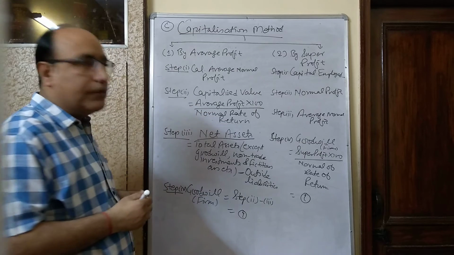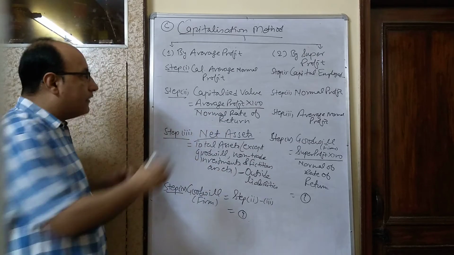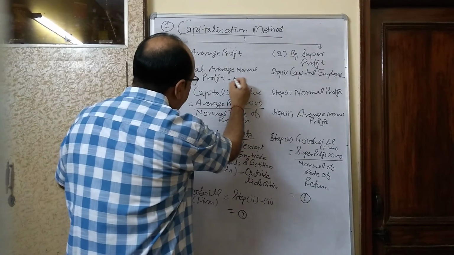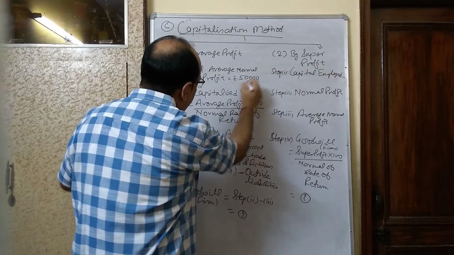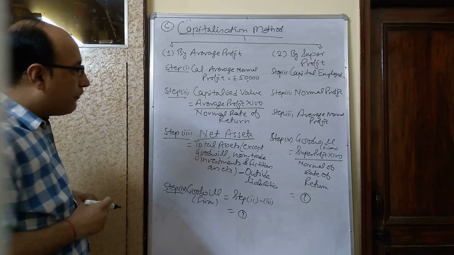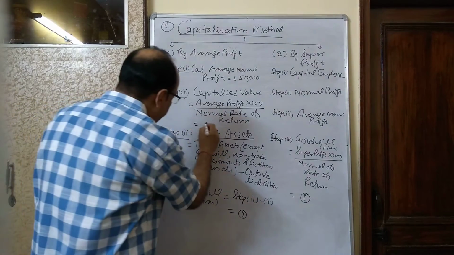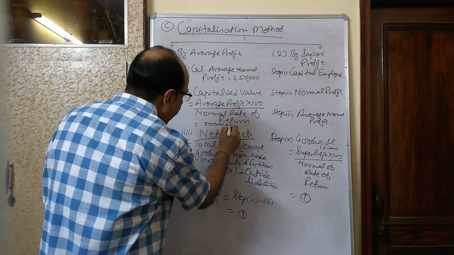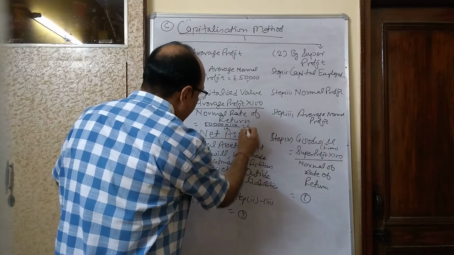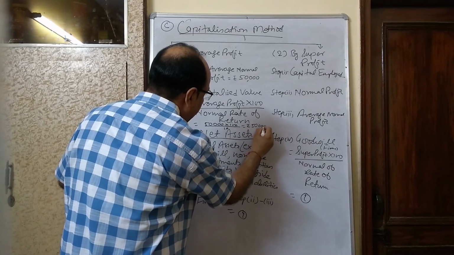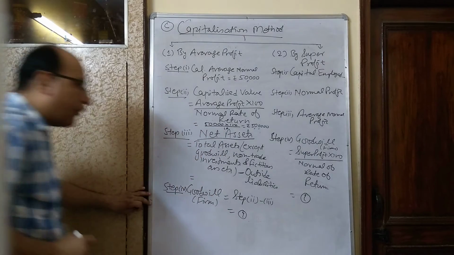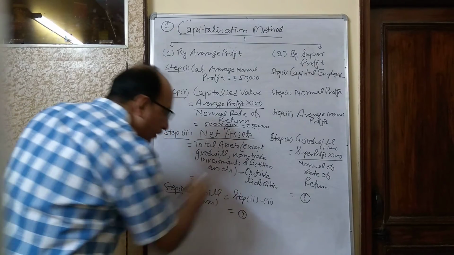Now if I take the example, say for example it is given that your average normal profit in the question is rupees 50,000, right? Now your normal rate of return is, say for example, 10%. So what we'll do? 50,000 into 100 upon 10. So you'll get what? Rupees 5 lakhs.